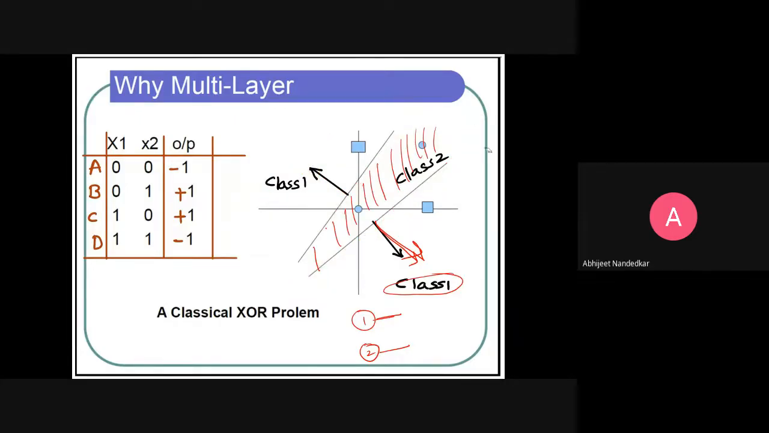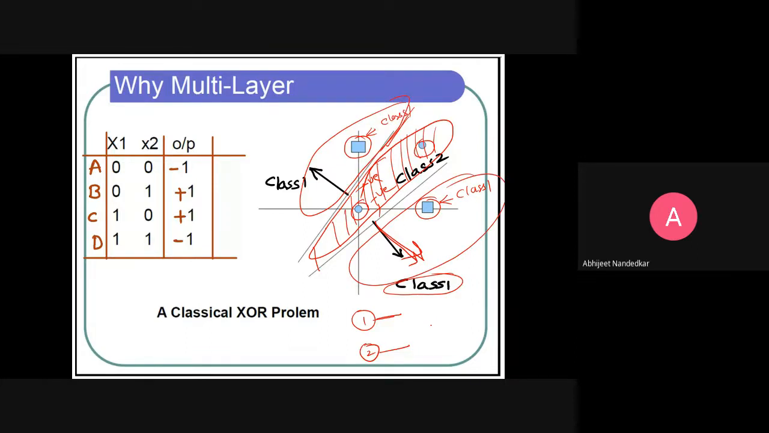And you can see these squares are belonging to class 1 samples. This is class 1, this is also class 1, and these two things are class 2. So they are in the negative zone of both the lines. This is the zone where class 2 lies and this is the zone where class 1 lies.